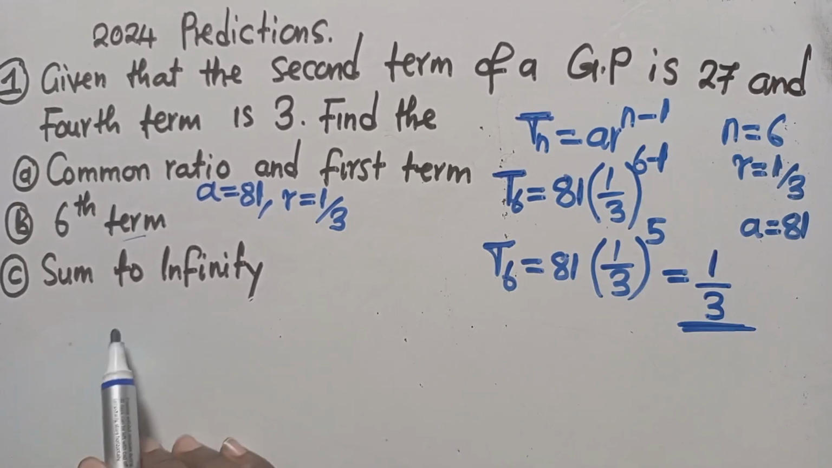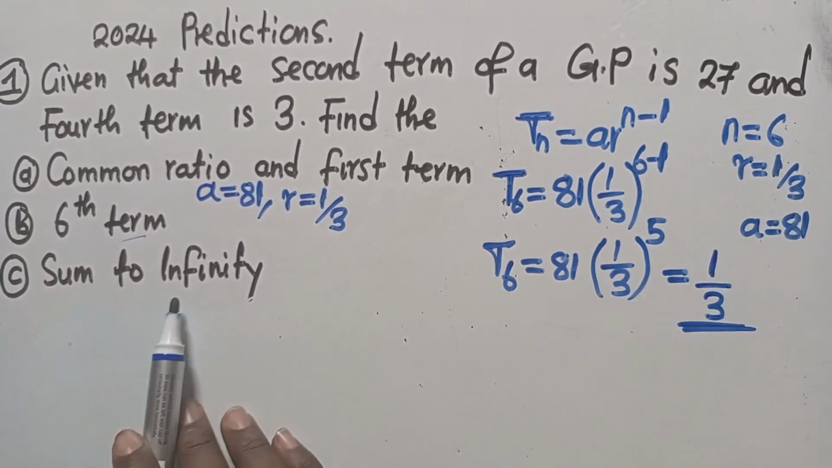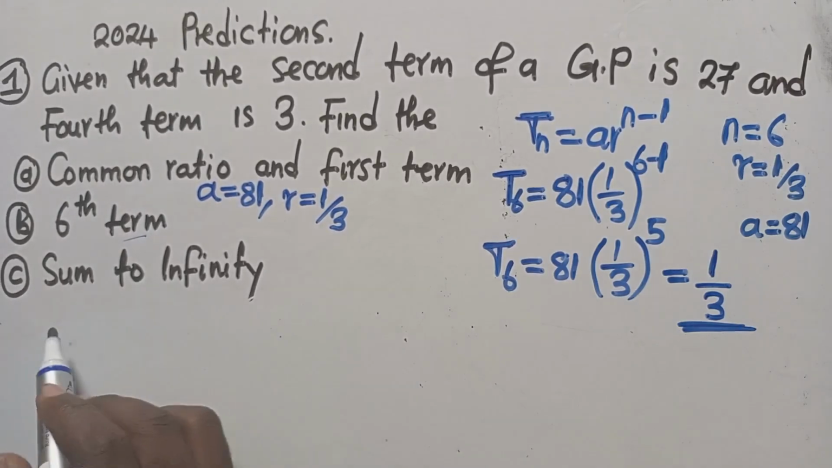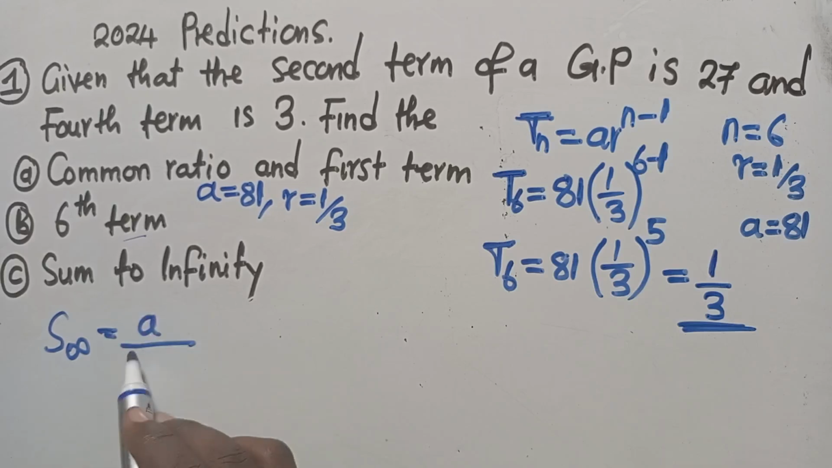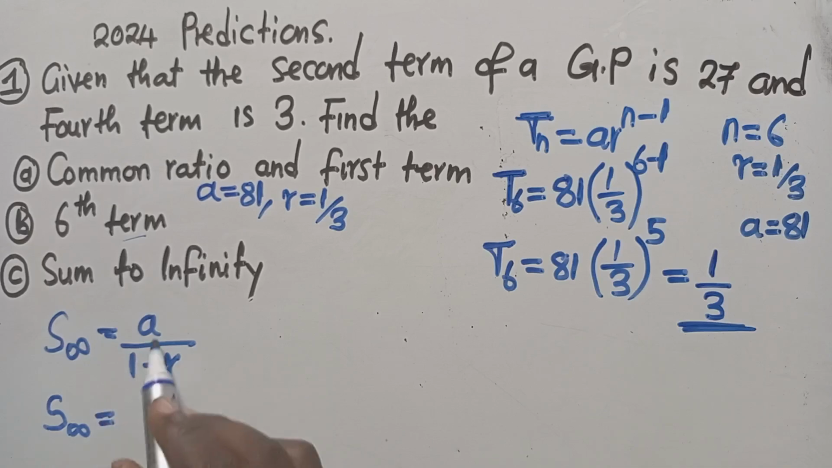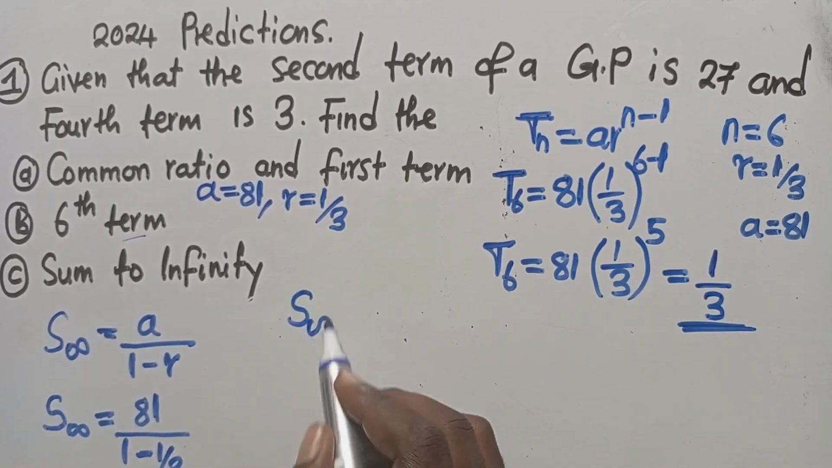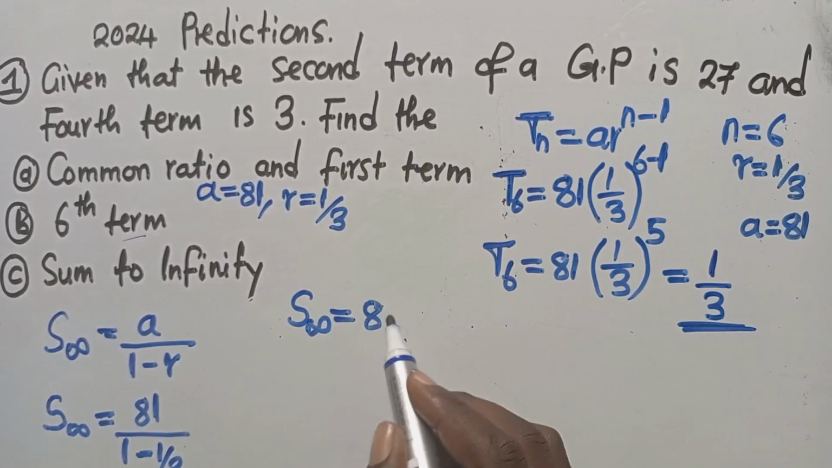We move to this one where we are asked to find the sum to infinity. We know that the formula for the sum to infinity is a over 1 minus r. So the sum to infinity is equal to the first term, 81, over 1 minus 1 over 3, since the common ratio is 1 over 3.